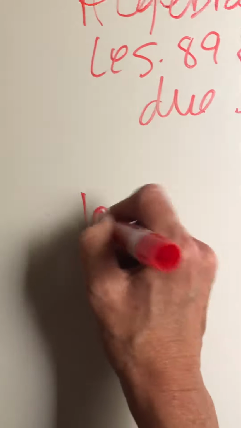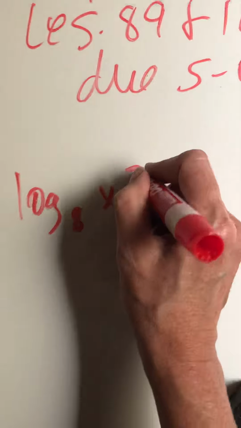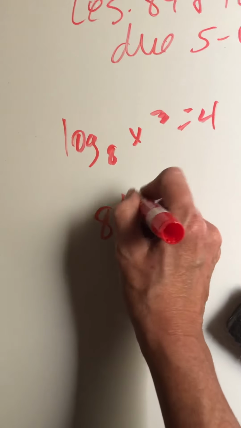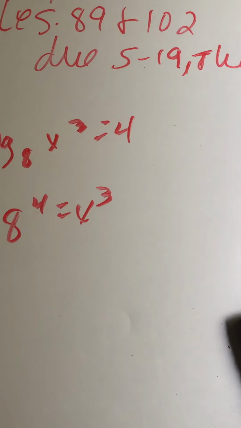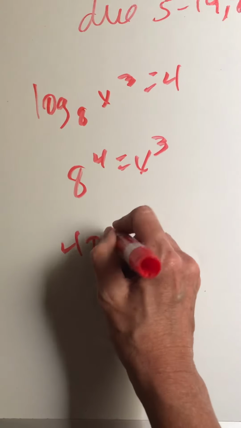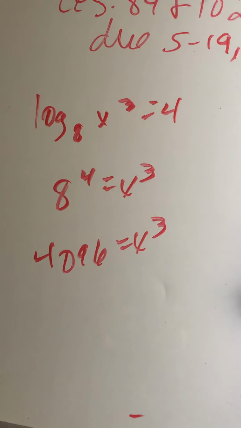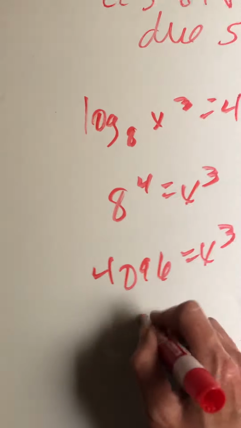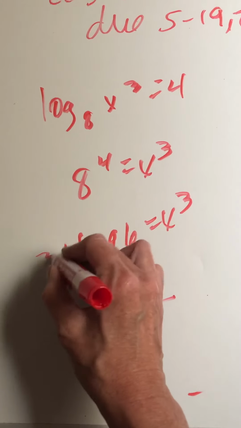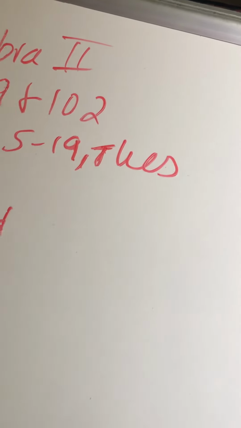Let's see. Log base 8 again. x cubed equals 4. So 8 to the 4th equals x cubed. So 8 to the 4th is, let's see, 4,096. And we want to take the cube root of that. Math, cube root, 16. So x is 16. Because you're taking the cube root. Okay, so you can see them like that.